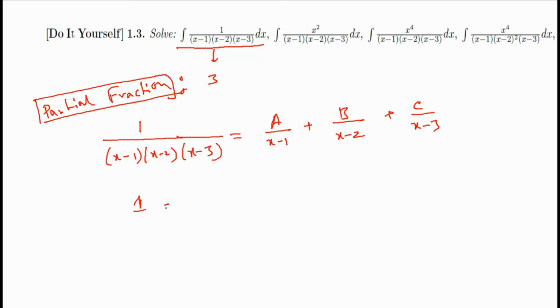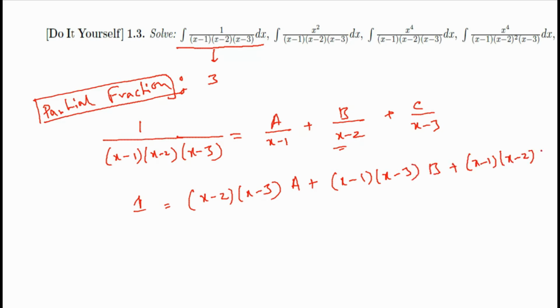So you will get 1 equal to x minus 2 into x minus 3 into a, plus here x minus 2 will get cancelled, so you will have x minus 1 into x minus 3 b plus x minus 1 into x minus 2 c. Now put x equal to 1, then this part is 0, this part is 0, so 1 equal to minus 1 into minus 2 into a. That means you will have a equal to 1 by 2.